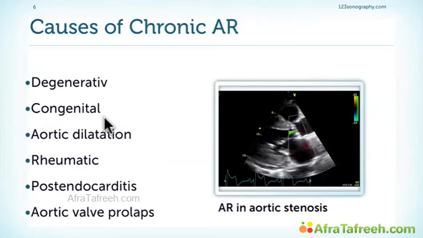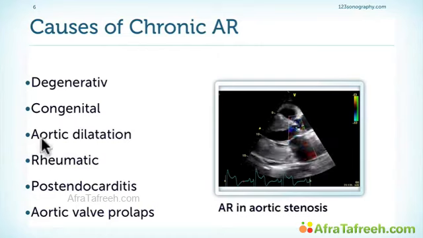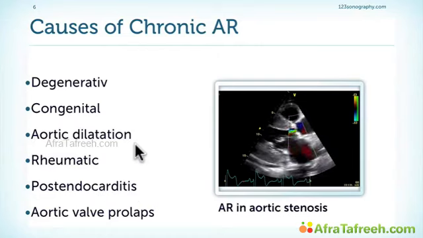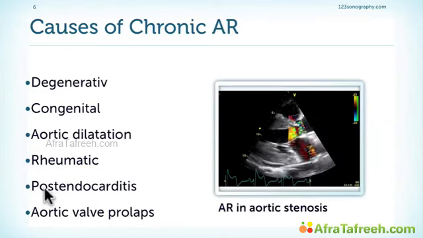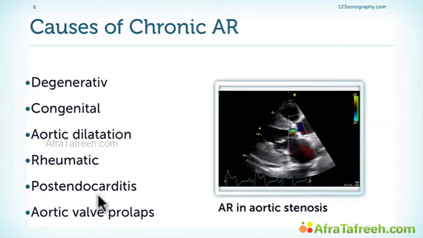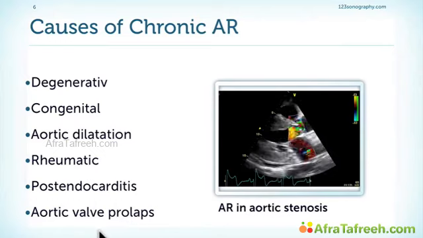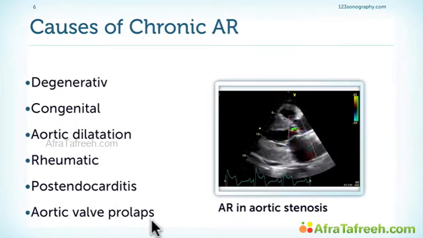We have congenital defects of the aortic valve, which can cause aortic regurgitation. Dilatation of the aorta, as already mentioned, rheumatic heart disease. Patients who suffered an endocarditis with destruction of the aortic valve can develop aortic regurgitation. And some patients have aortic valve prolapse from many causes, which we will see.